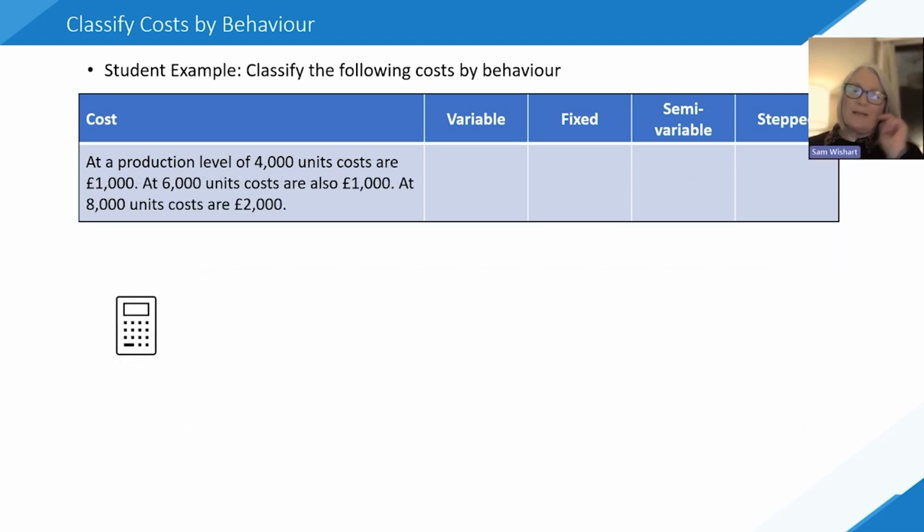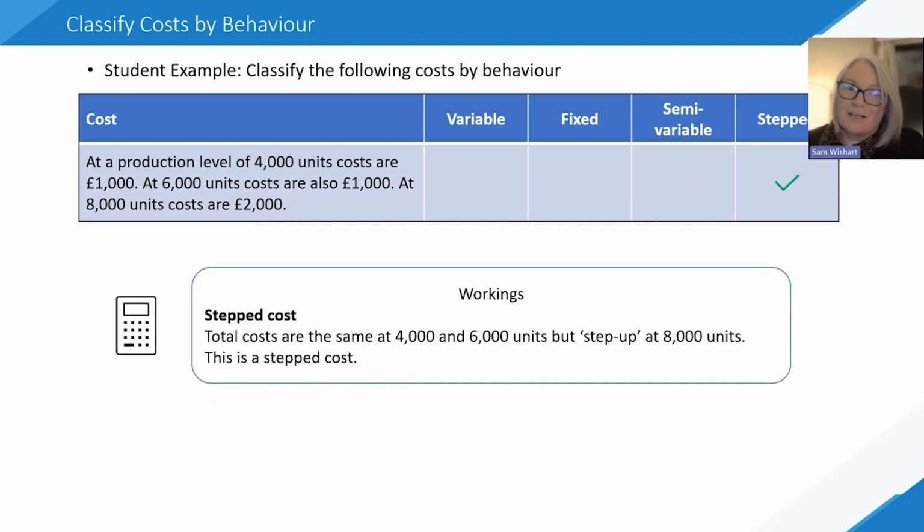And then finally, I think we can probably guess what this one is, but just for completeness, let's have a look. Production level of 4,000 units, the costs are £1,000. At 6,000 units, the costs are also £1,000. And at 8,000 units, those costs have jumped up, haven't they, to 2,000. It's got to be a stepped cost, hasn't it?